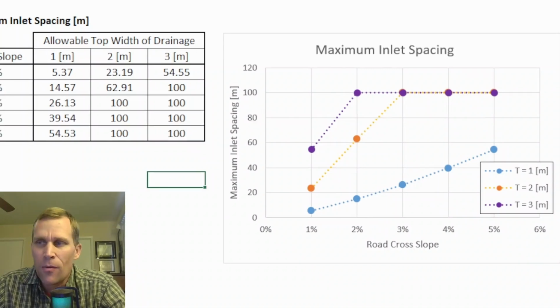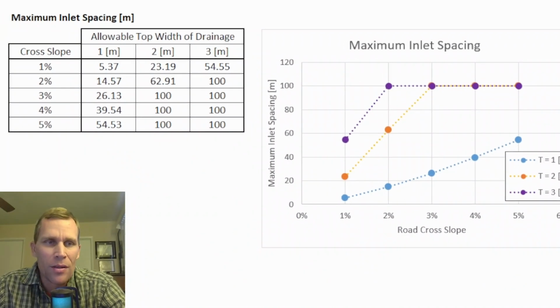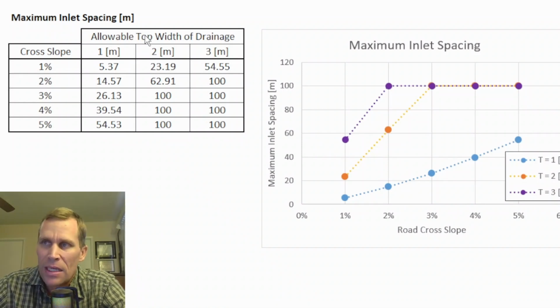All right, well, that's it for this exercise. What we talked about was the maximum inlet spacing for a horizontal grade inlet calculator scenario based on the cross slope of the roadway, as well as the allowable top width of drainage.